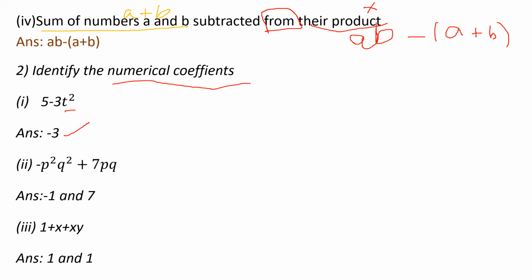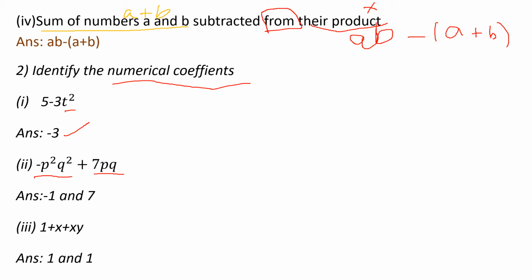So minus 3. In this expression, minus p square q square, this is one term, okay? Minus p square q square plus, this is the second term, 7pq. Write the coefficient. For minus p square q square, what is the coefficient? If there is no number, the meaning is 1. So here minus 1, because the minus symbol is given. So for p square q square, what is the coefficient? Minus 1. And 7pq. So for this pq, what is the coefficient? 7. Now I'll write one expression. You tell me the coefficient.